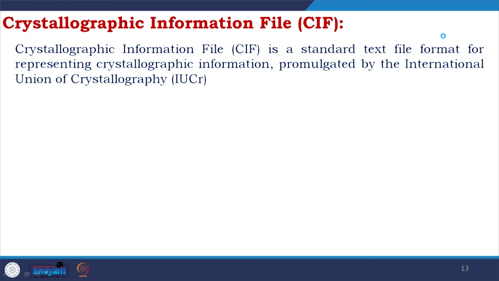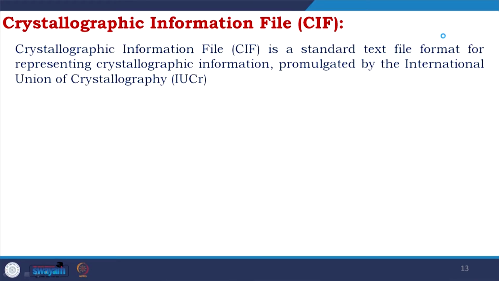Coming to the second one, the mmCIF. But before describing mmCIF, I would describe CIF file. CIF files are more popular, mostly used in any crystal information. So, it is called crystallographic information file or CIF. The crystallographic information file is a standard text file format for representing crystallographic information promulgated by the International Union of Crystallography, the IUCr. As I told, all those standard files which are used globally, they have some universal rules behind them, and for the crystallographic information file, the rules are made by the International Union of Crystallography, the IUCr.